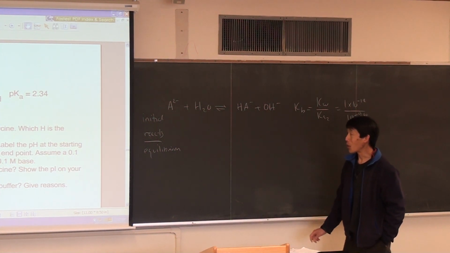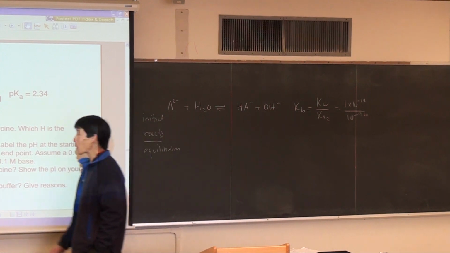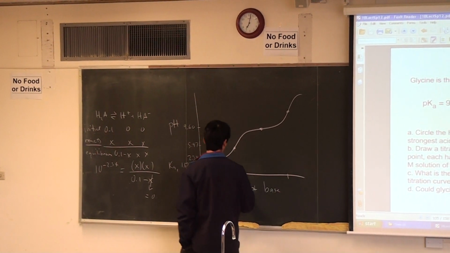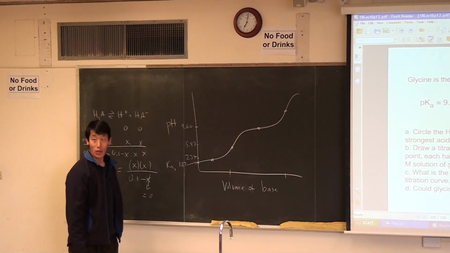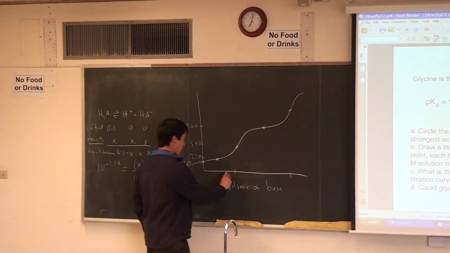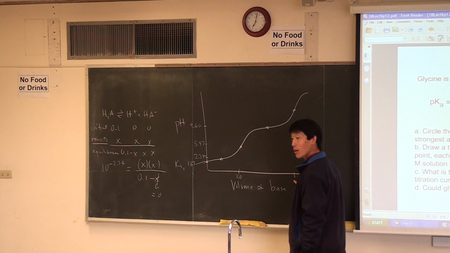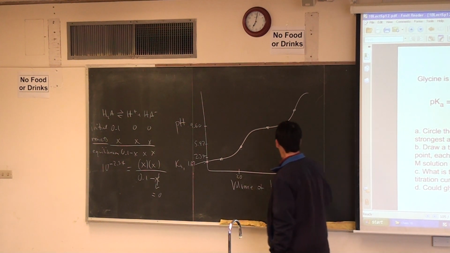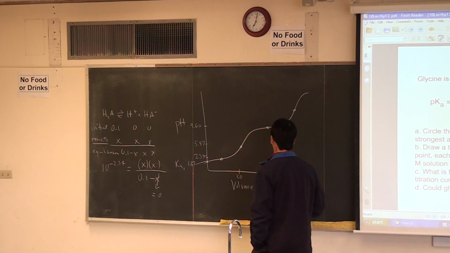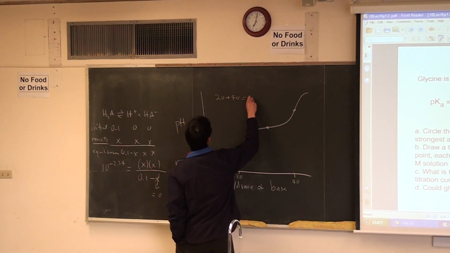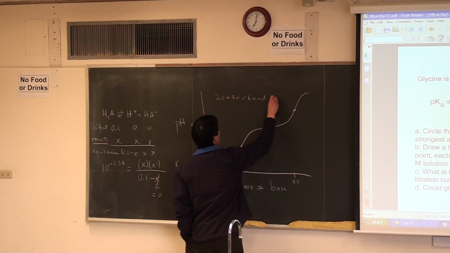If we start with 20 milliliters of the glycine, at the first endpoint we're going to need how many milliliters of base? Yes, we need 20 here. And to get to the second endpoint, we need a total of 40 milliliters of base. So note that 20 plus 40 is equal to 60 milliliters of solution.